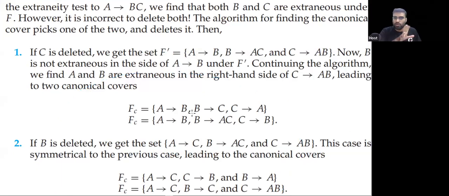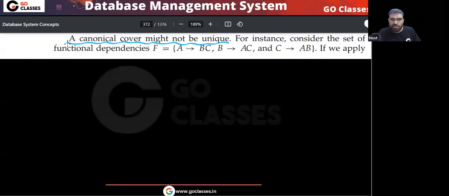There can be more also. Is this clear? Maybe there are 5, maybe there are 6, maybe there are 7. There can be more. But don't worry about it. In the exam, they will not ask you how many minimal covers there are. But I'm telling you that there can be more than one minimal cover. Basically, minimal cover is not unique. This point is important.